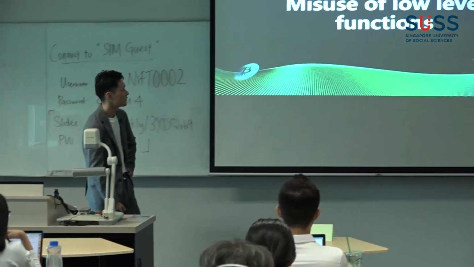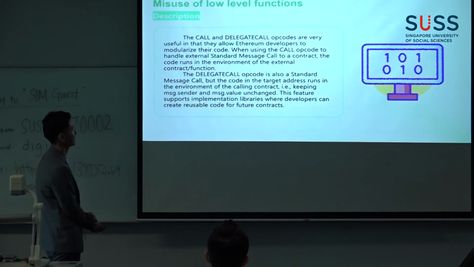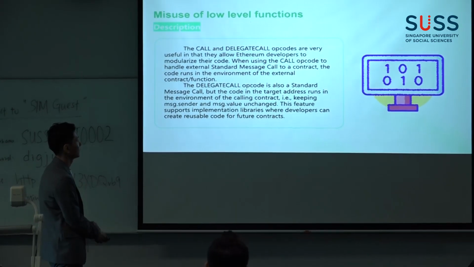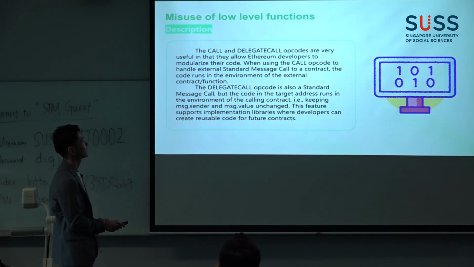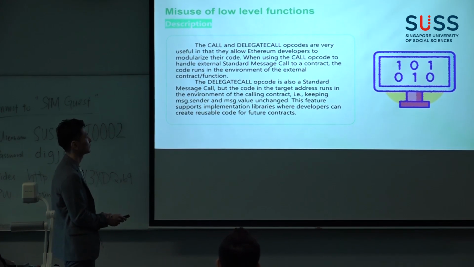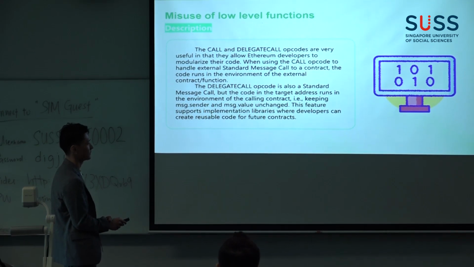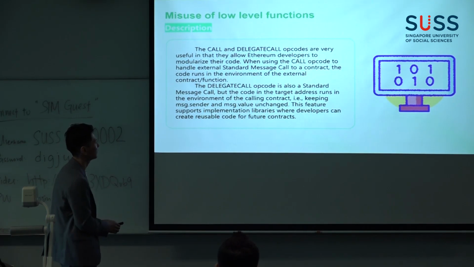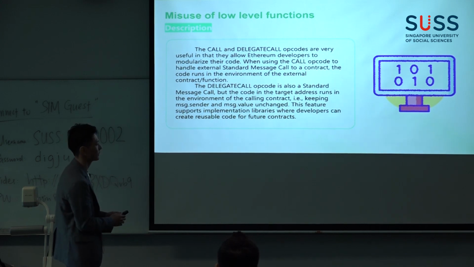Now let's talk about misuse of low-level functions. Solidity has call and delegate call. The opcodes are very useful in that they allow Ethereum developers to modularize their code. When using the call opcode to handle an external standard message call to a contract, the code runs in the environment of the external contract function. It's really abstract, but just know that when you use call, the state of the target smart contract will change.